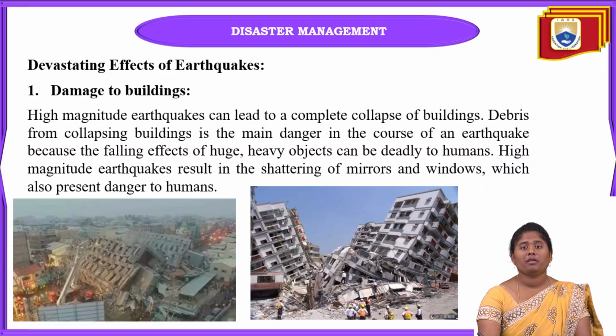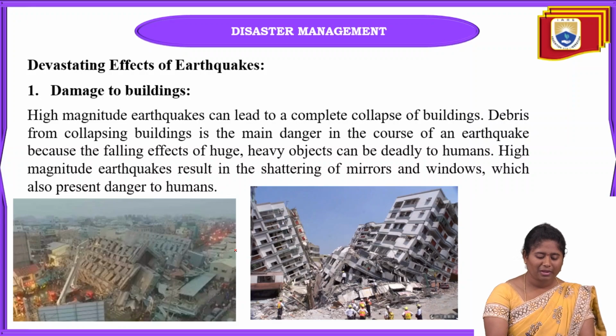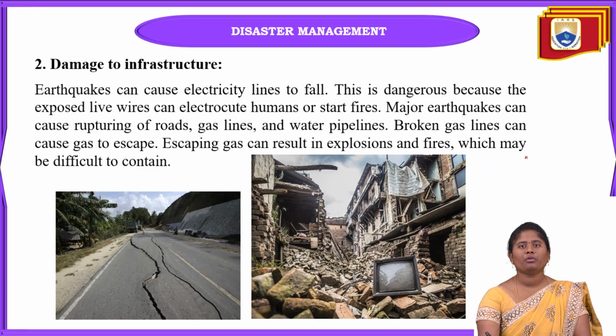If mirrors and windows shatter, that will be a danger to humans. You can see in these pictures how the buildings are collapsing. Because of earthquakes only, this entire infrastructure building collapsed. Coming to the next one, that is damage to infrastructure.